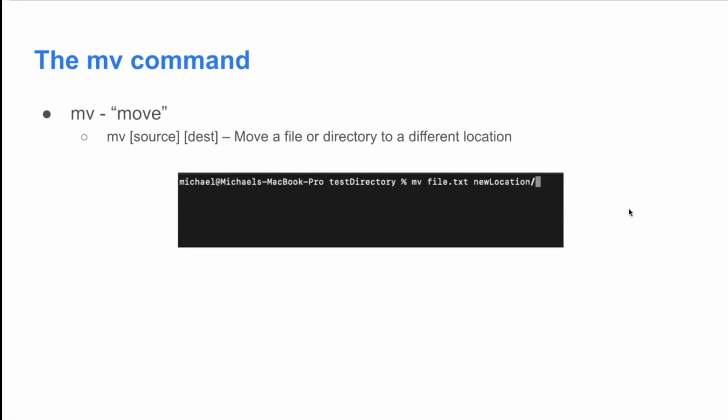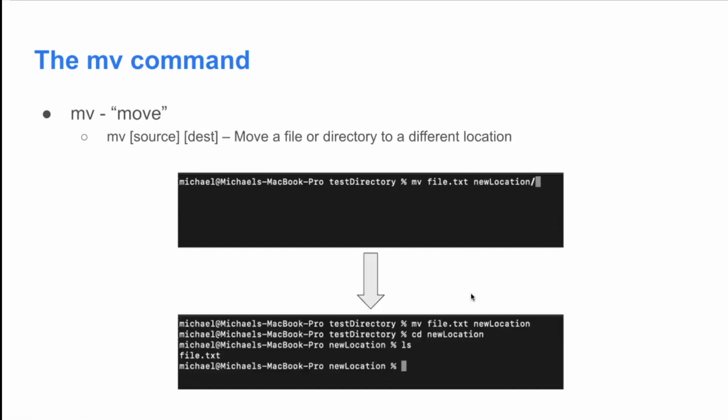So the mv command is going to let you move files to a different location. So we have mv, source, destination. Here we are moving a file called file.txt into this folder called new location. And if we change directory into our new location and list its contents with ls, then we can see that that file is now there.